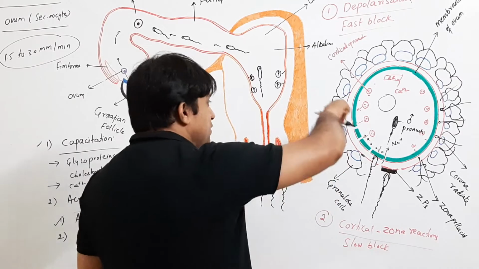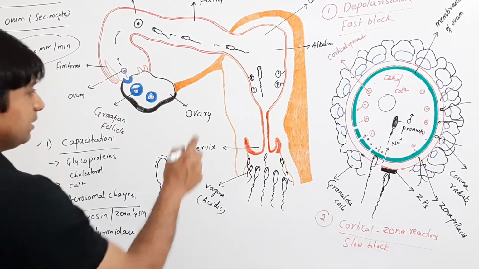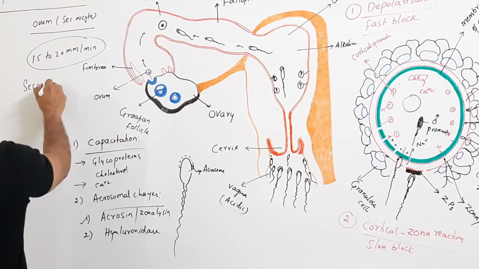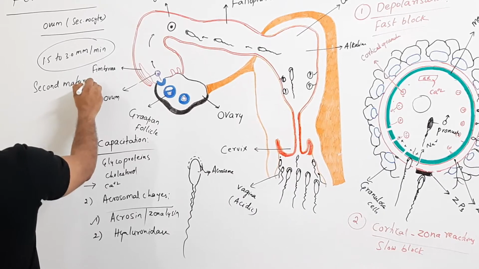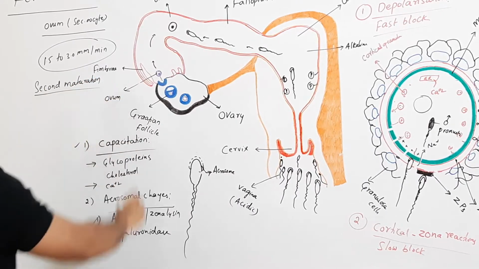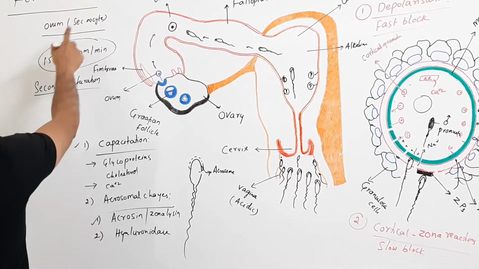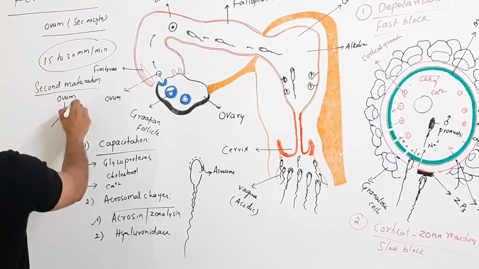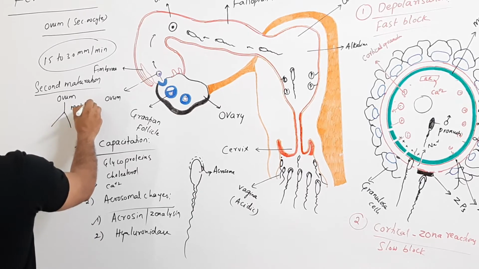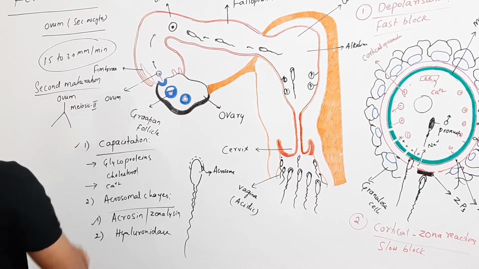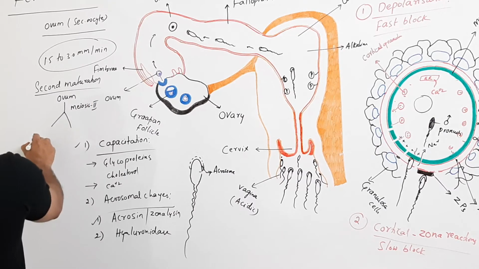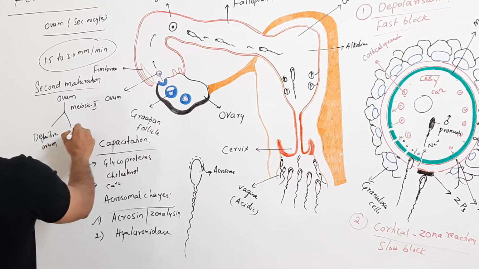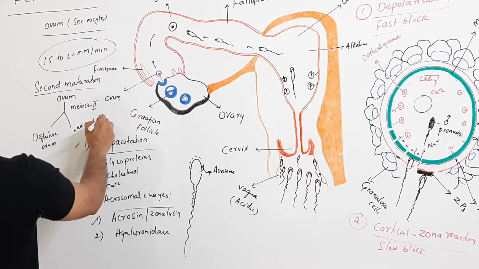Imagine this is the ovum, with the nucleus. Now, once the sperm enters inside, it stimulates the second maturation division. This ovum is called the secondary oocyte. The secondary oocyte completes its meiosis, that is, meiosis 2. So it produces two cells. One is the definitive ovum and the second is the second polar body.